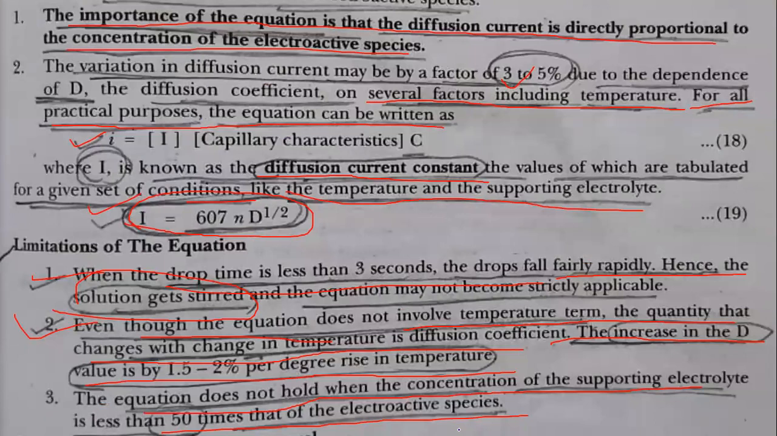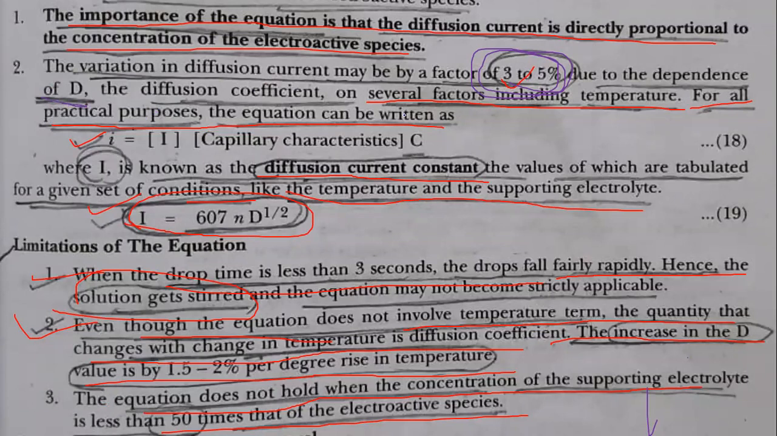So the importance of the equation is that the diffusion current is directly proportional to the concentration of electroactive species. Variation in the diffusion current may be observed by some factor.